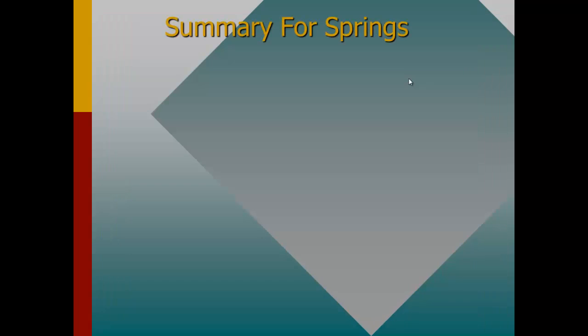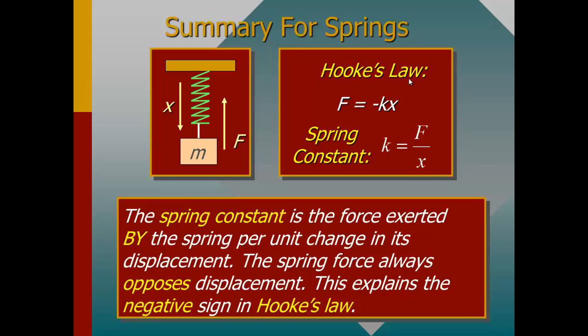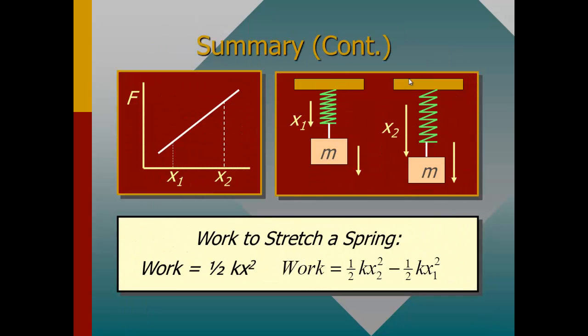So for springs, remember Hooke's law, F equals -kx, and k is equal to F over x. Remember that the negative just tells us that the force is in the opposite direction of the displacement x. The spring constant is the force exerted by the spring per unit change in its displacement. The spring force always opposes displacement. This explains the negative sign in Hooke's law. And then work to stretch a spring. So if the initial position is 0, we can just use 1/2 kx squared. If it's not, we just take the difference of those two, which we see here.